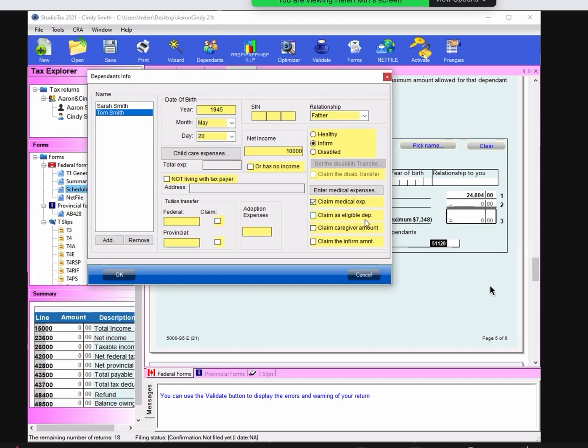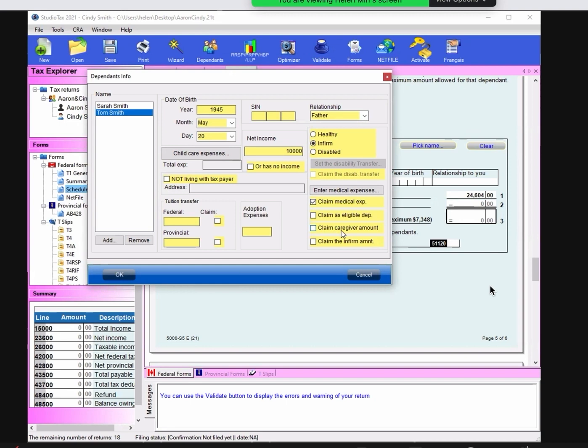You tell me, is Tom an eligible dependent? No. He is living with his... it's an other dependent, belongs to other dependent. Yes, Tom, you cannot claim eligible dependent, because Cindy has a husband. Okay, they have a spousal amount.